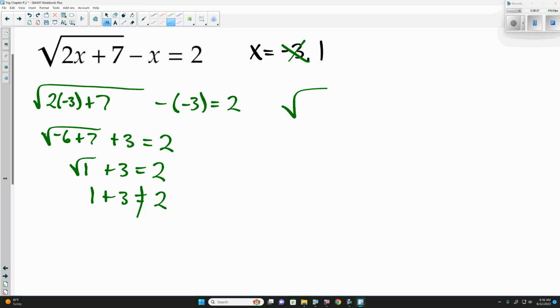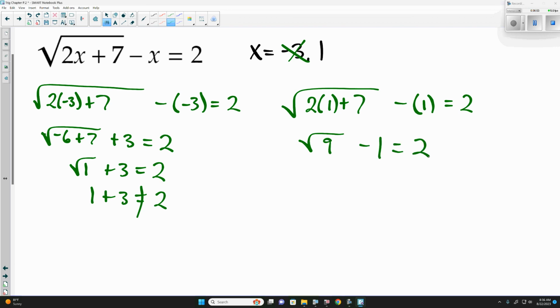We can do the same thing with 1. 2 times 1 plus 7 minus 1 equals 2. 2 times 1 is 2 plus 7 is 9, square root is 3, and 3 minus 1 is indeed 2, so our solution is x equals 1, and that's it. Questions on this here? That's where we'll stop for today.